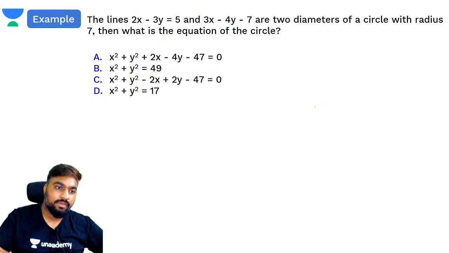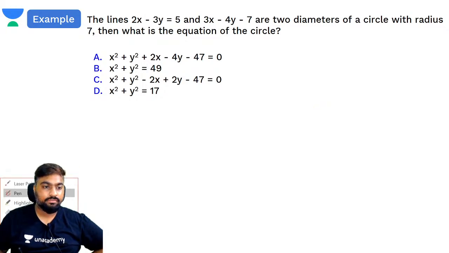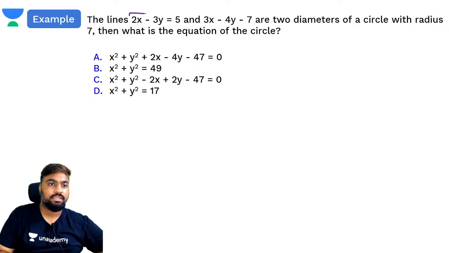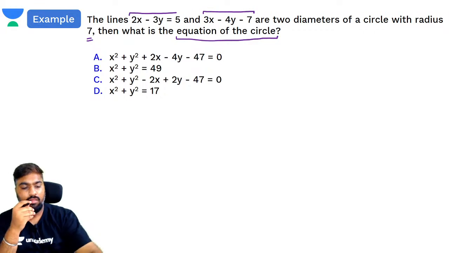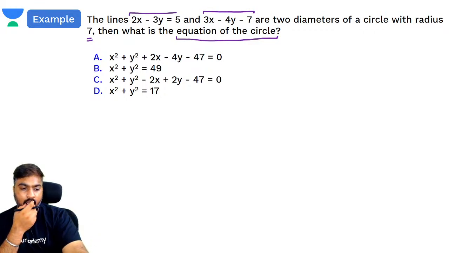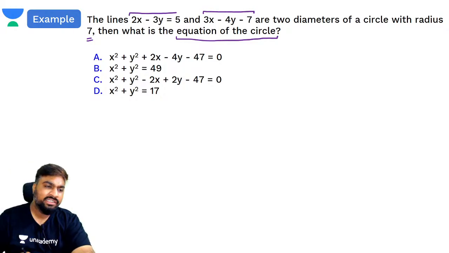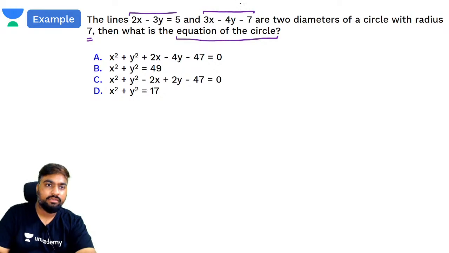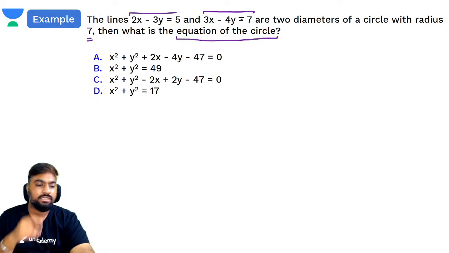So they've given the equation of the diameters: 2x minus 3y minus 5 equal to 0, 3x minus 4y minus 7 equal to 0. These are the two diameters and the radius is given as 7. They're asking what is the equation of the circle. Make it equal to 7, it's better that way. Try this question quickly.